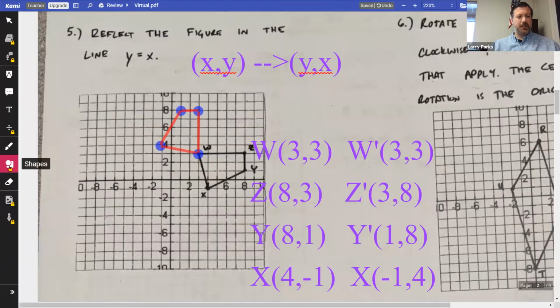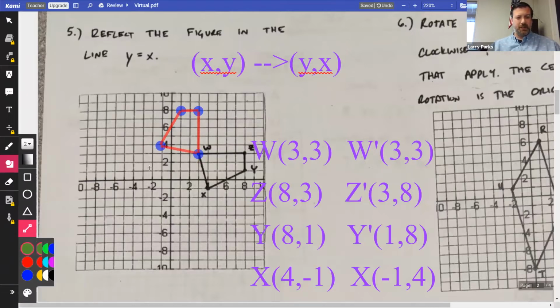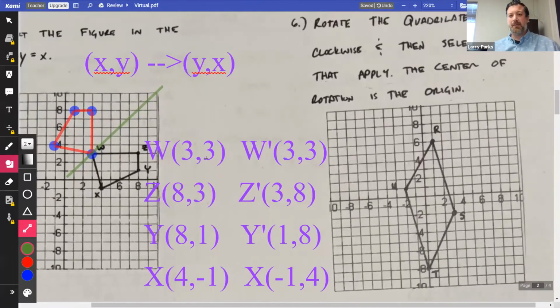And so really the question is, remember y equals x is this line right here. So ask yourself, does that look like it's flipped over that line? And does the shape stay the same? It does. And then technically I need to label my figure. So like this is W prime. I would label each point. I don't really have time for that because I want to make sure I have time for every problem.